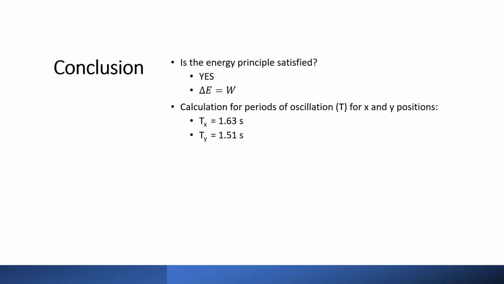And then for the periods of oscillation for the X and Y positions, for the period in the X position, I got 1.63 seconds, and for the period for the Y position, I got about 1.51 seconds. And that is significant because the period is part of the formula for the spring constant. So if that was different, then that would affect the spring force and spring energy formulas. And some sources of error: in the Tracker video, the mass might not have been perfectly tracked at the same spot each time.